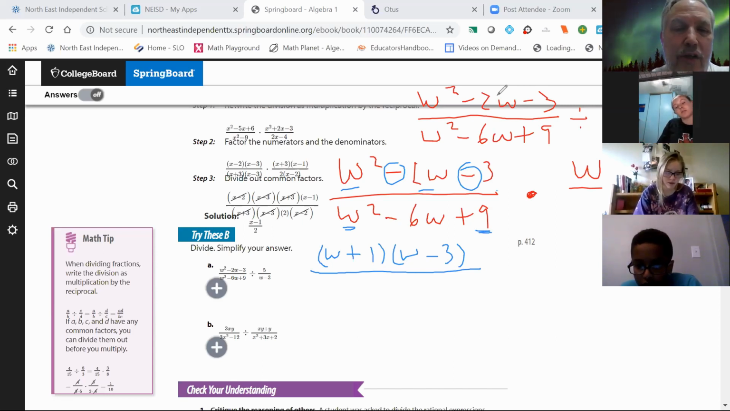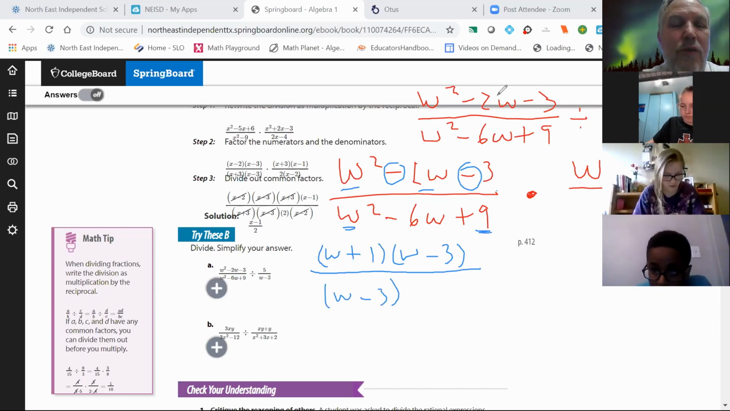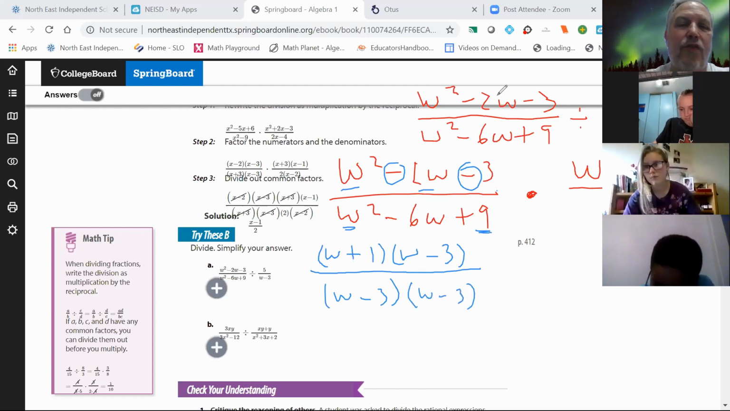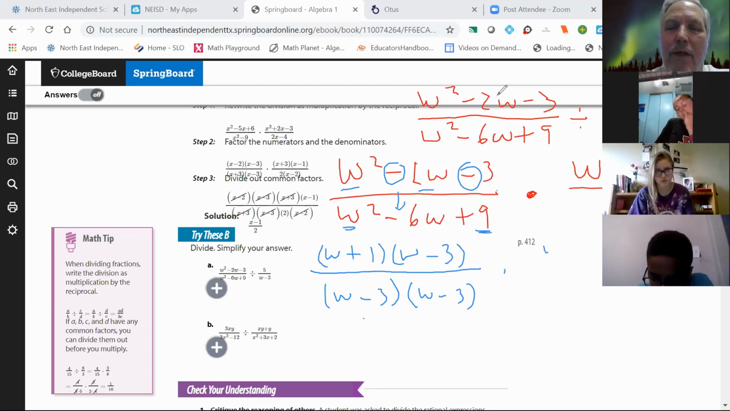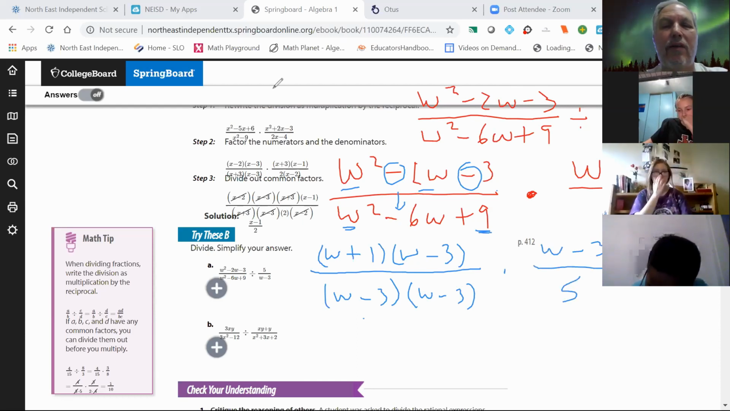So I could write this as just, well, w minus 3 squared. I could write it like that. But because we're going to be canceling things out, I'm just going to go ahead and write it out. And so that was just following the formula chart for the perfect square trinomial. All right, and then we have our w minus 3 over here that cannot be factored any further, and we have our 5. All right, so now it's time for me to cancel.